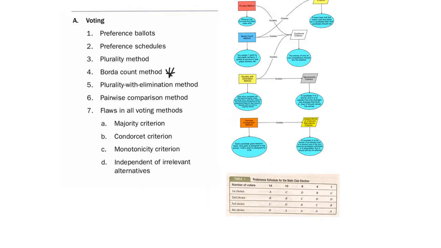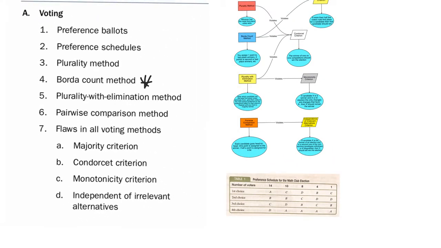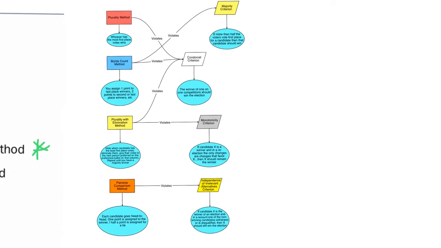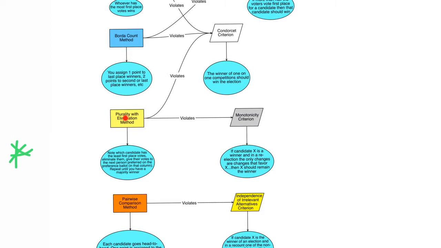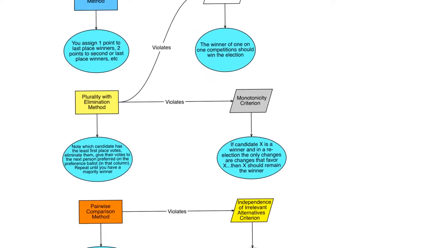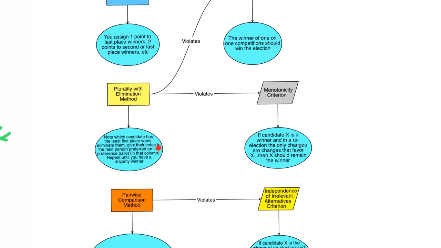Okay, so let's look at the next concept, and the next concept is the plurality with elimination method. So I'm going to erase this. I will put a star near that one. Okay, so the plurality with elimination method is as follows. First of all, let's take a look at what the flowchart says. According to the flowchart, we note which candidate has the least first place votes. We eliminate them, and then we give their votes to the next person preferred on the preference ballot in that column, and then you repeat until you have a majority winner.